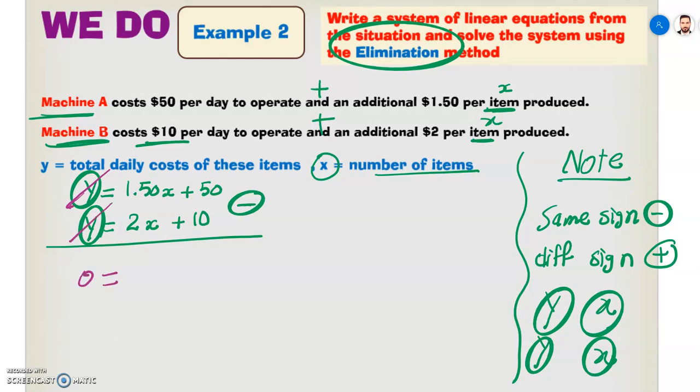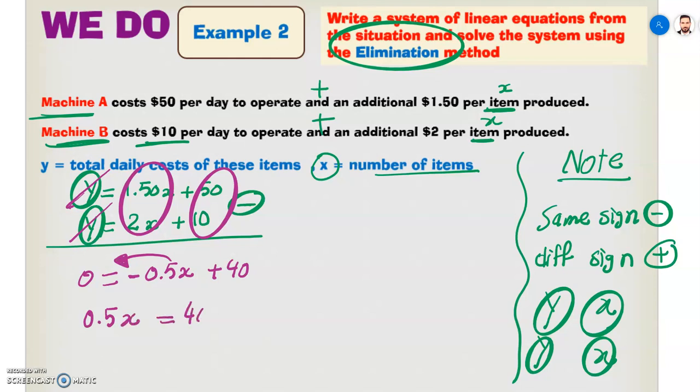So by subtracting Y with Y, it will be 0. So 1.50 minus 2. 1.5 minus 2, negative 0.5x here. And 50 minus 10 is equal to 40. I will switch x to the left hand side to make 0.50x equal 40. I will divide by 0.5. x will be 80.